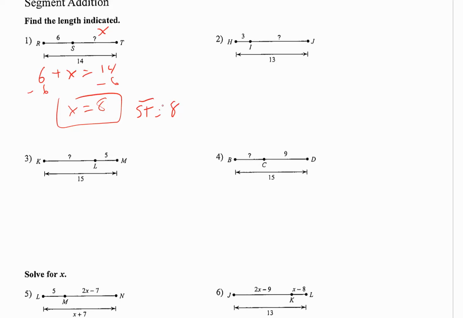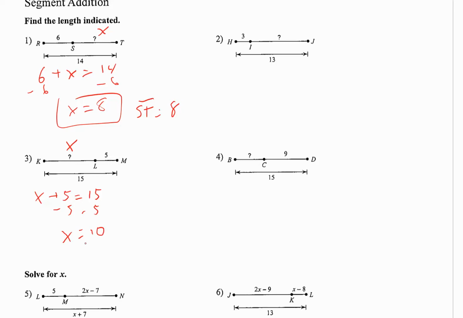All right, I'll go ahead and skip to number 3. LK is the unknown, so I'm going to call it X, and LM is 5. And the whole thing together is 15. So we have X plus 5 equals 15. And again, if we're solving for this portion KL, which we named X, we can subtract 5 from each side. So we get X equals 10.